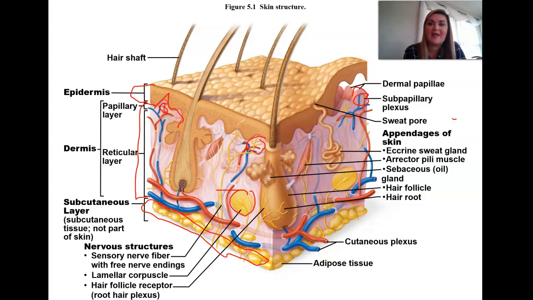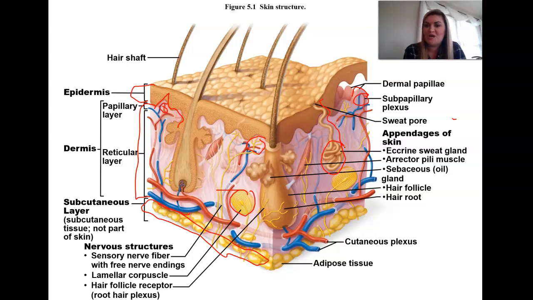The pores open to the outer portion of the skin, but notice how those ducts will actually come down until where you see that sweat gland. The sweat gland looks like a ball of yarn or something like that. So the sweat pore then comes down to the gland.